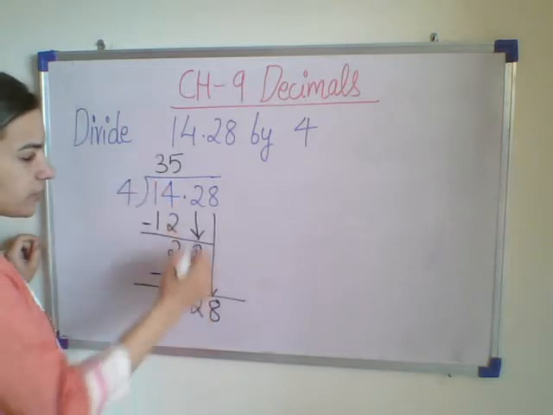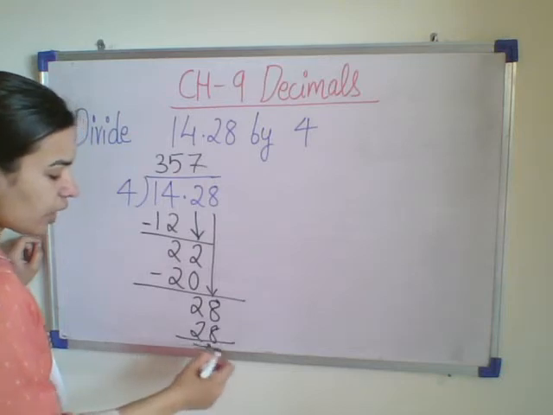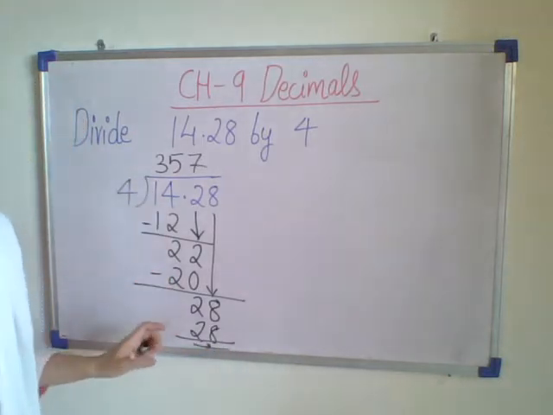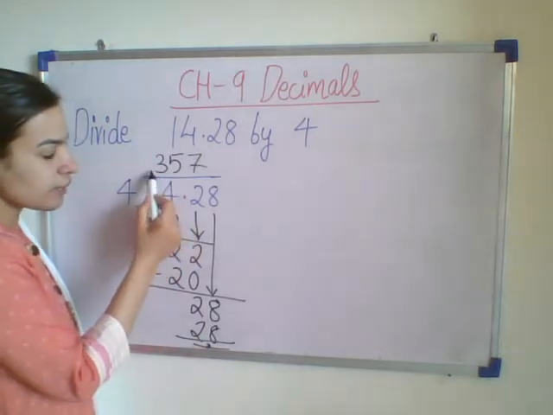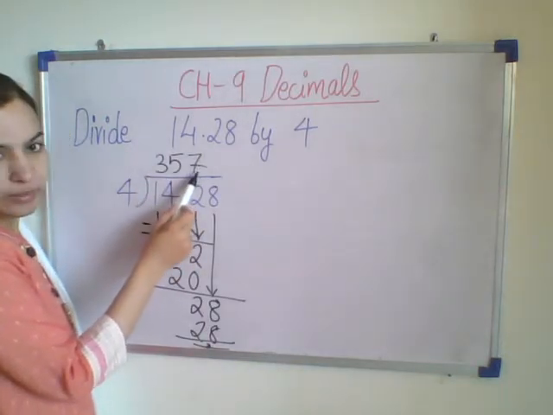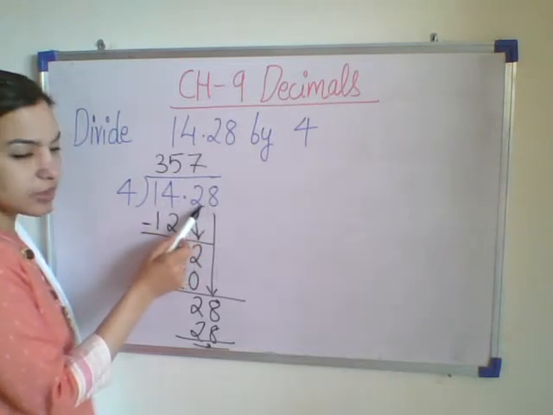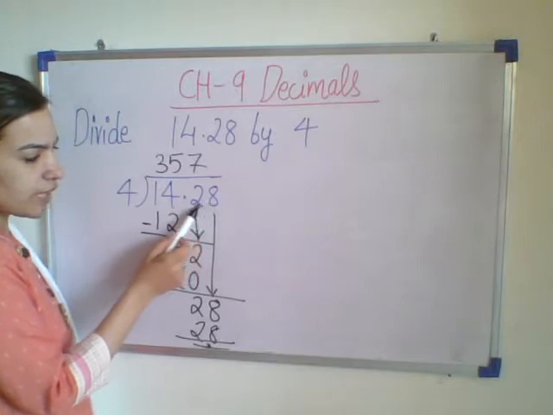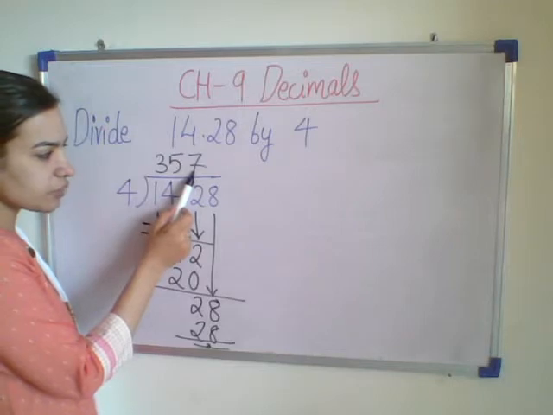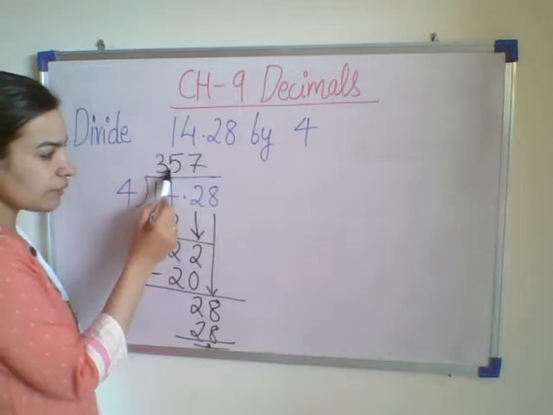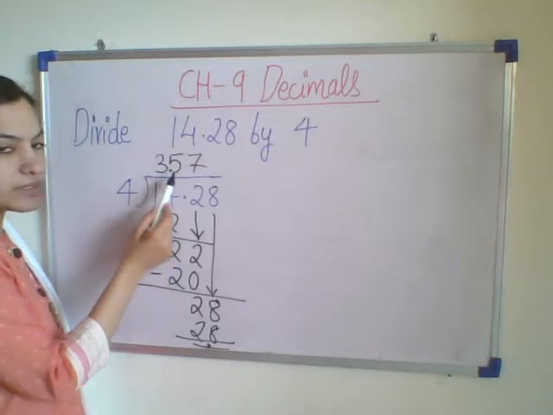Now 4 7s are 28. Now we have divided it normally as we divide a number without decimal. Now here is the decimal, and what is the quotient? 357. Now we have to place the decimal. Here the decimal is after 2 digits, 1 and 2. After 2 digits the decimal is there, so here also place the decimal after 2 digits, 1 2. So I will place the decimal here. So our answer is 3.57.